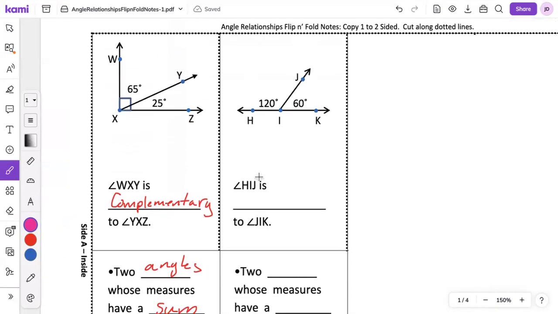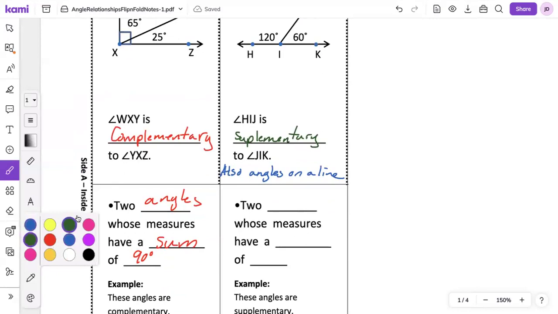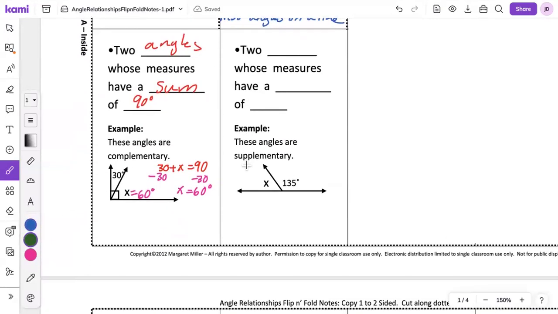Our next one here, we have an example of HIK. It doesn't say it, but we're going to assume this is a straight angle. So that means that HIJ is supplementary to JIK. Because there's only 2, we can use the term supplementary, but these are also angles on a line. So I'm just going to add that up here. These are also angles on a line. So supplementary angles are 2 angles whose measures have a sum of 180 degrees.